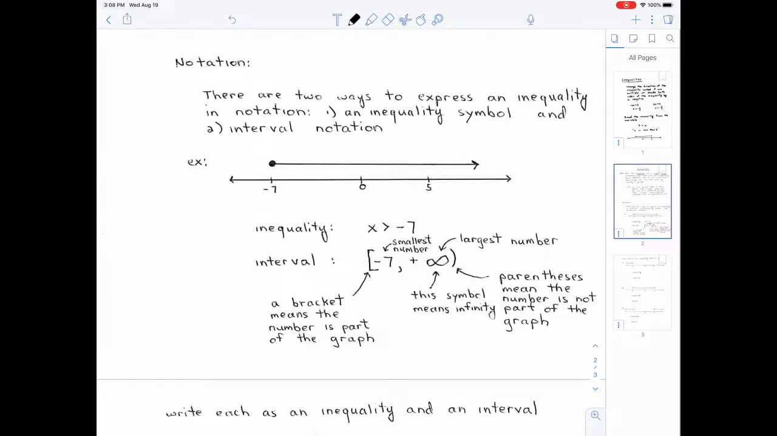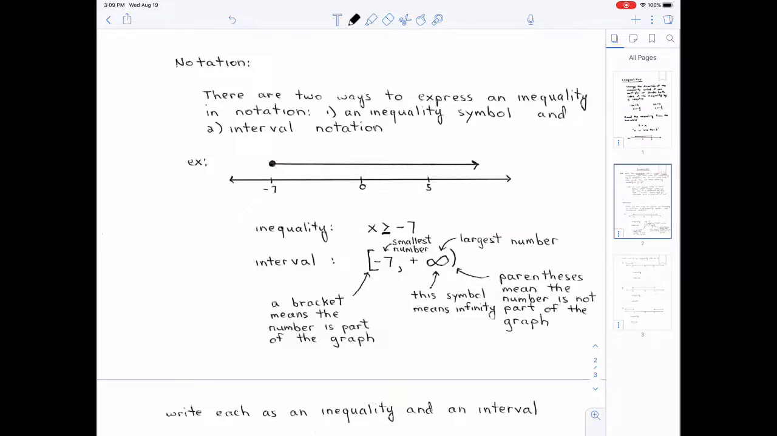The first one is an inequality symbol, which you should be familiar with. And then the other one's called interval notation, which is what I'm going to talk about because you're probably not familiar with it. Okay, let's take this graph. The inequality is x is greater than or equal to -7. And it's equal to it because the dot above the -7 is filled in.